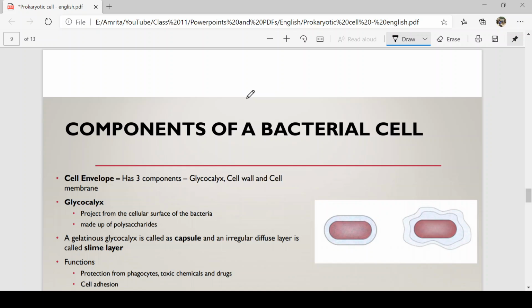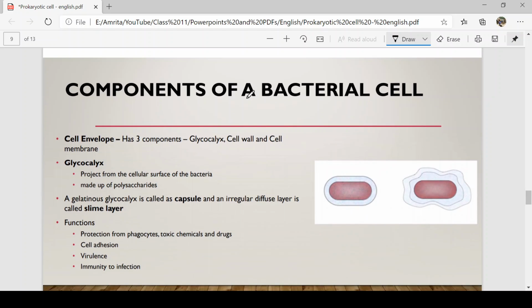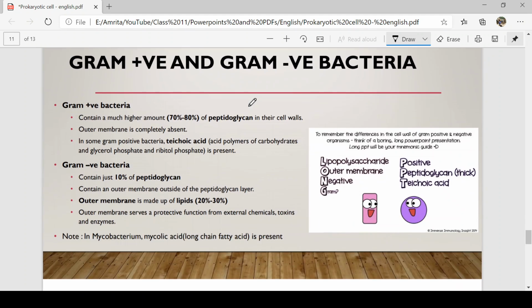So the components of a bacterial cell, we'll continue in the next video lecture, because it will go into a little detail.